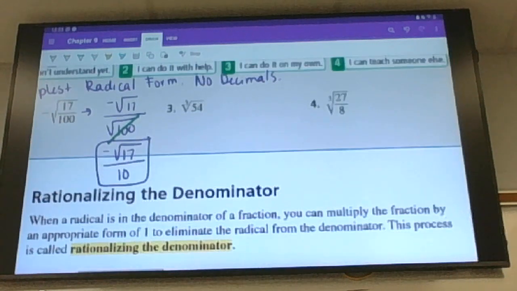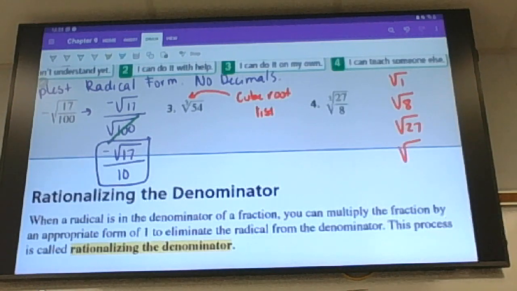Alright. Number 3, step 1 is to identify: is it a square root or a cube root? This has the little 3, so we're going to use the cube root list. I need to think about numbers that will cube root. My list of numbers that cube root is 1, 8, 27, 64. So I really only have 3 that are less. I'm going to try these 3. Does 54 divide by 8? Use my calculator. No, it gives me a decimal.